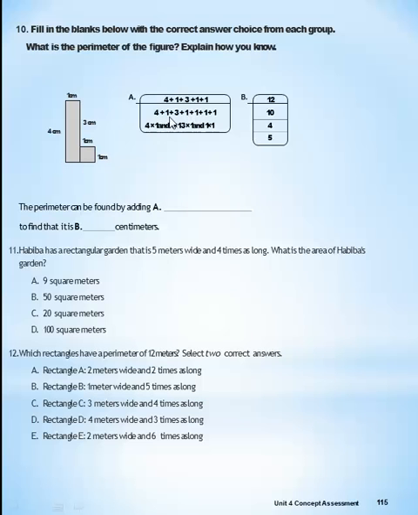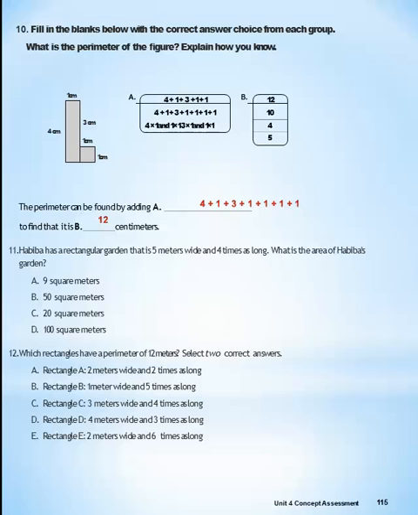Which one is right? Yes, this one is right, the second one. So it will be 4 plus 1 plus 3 plus 1 plus 1 plus 1 plus 1. So the answer will be 4 plus 1, 5, 5 plus 3, 8, 8, 9, 10, 11, 12. It will be 12.